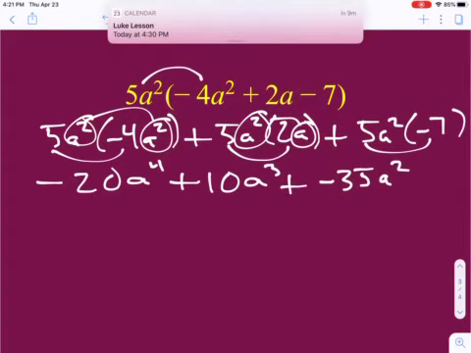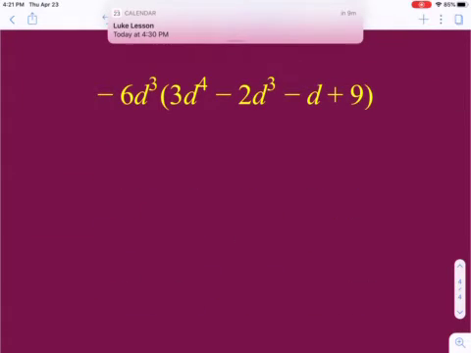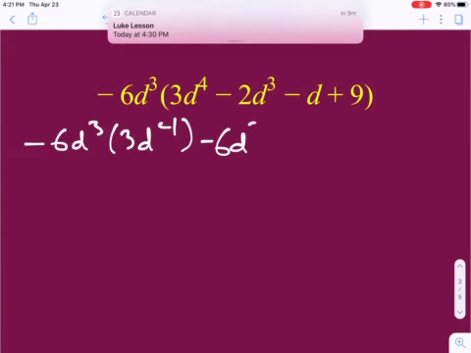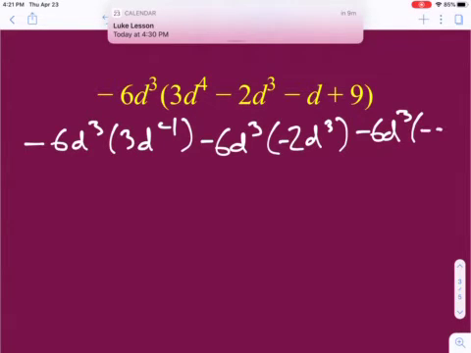All right, one more example. All right, same deal. I'm going to write it out. Minus 6d to the third times 3d fourth. If you want to pause the video and try it yourself and then check back and see if you got what I got, that would not be a bad use of your time. I'm going to have to kind of move down here. Minus 6d to the third times 9.